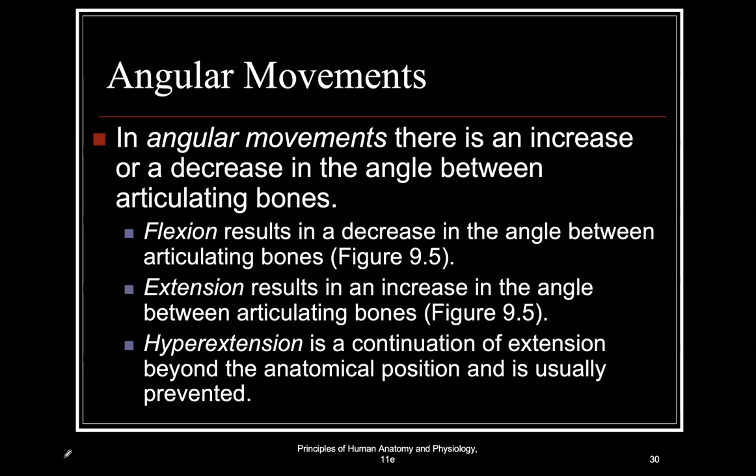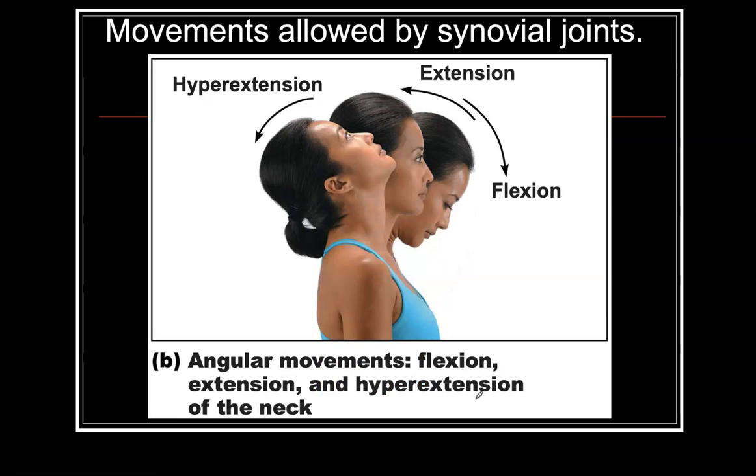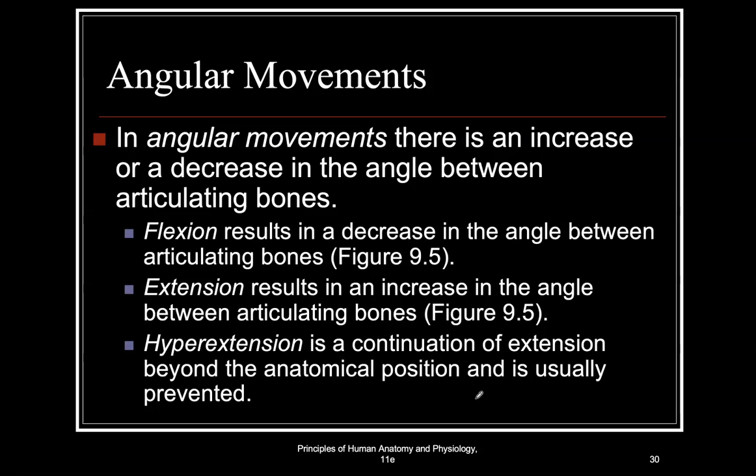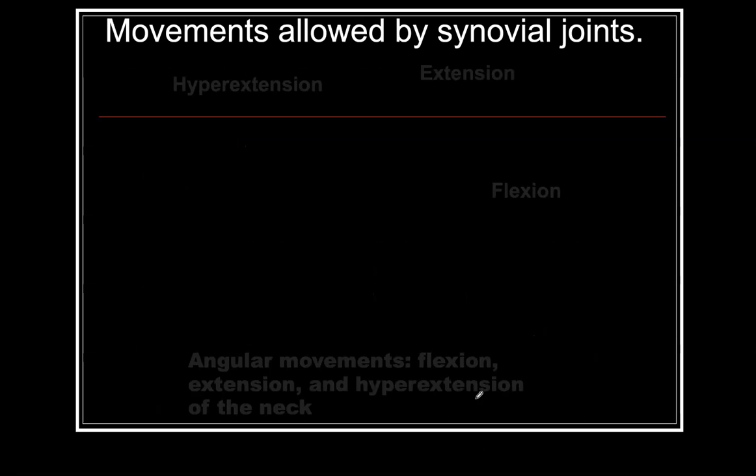Now, extension would be just the opposite, right? When you relax that and then you contract the opposing muscle, the triceps, that's going to result in extension, and that's going to increase the angle between the humerus and the radius and the ulna. Okay, and then hyperextension is a continuation of extension beyond anatomical position. So that's kind of the big thing. This would be like when you move your leg back behind you beyond anatomical position. Remember, we're always going from anatomical position.